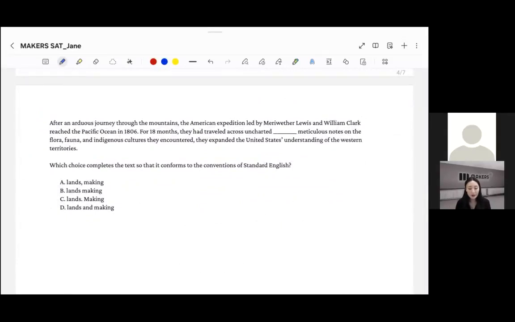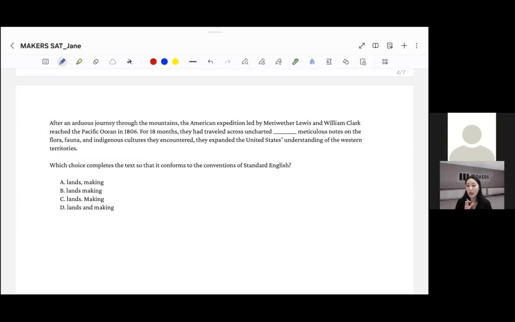After an arduous journey through the mountains, the American expedition led by Meriwether Lewis and William Clark reached the Pacific Ocean in 1806. For 18 months, they had traveled across uncharted lands, making meticulous notes on flora, fauna, and indigenous cultures they encountered. They expanded the United States' understanding of the Western territories.